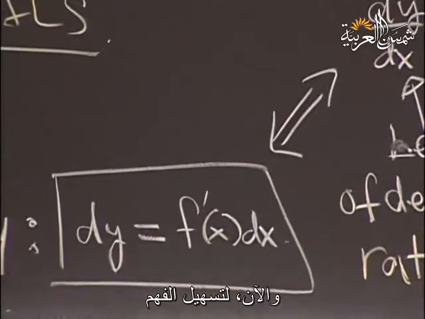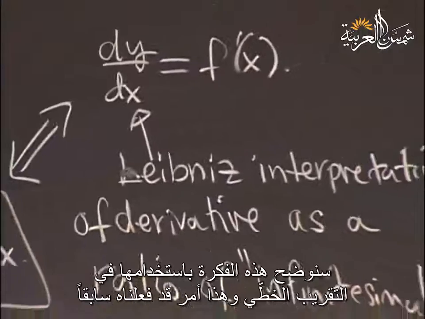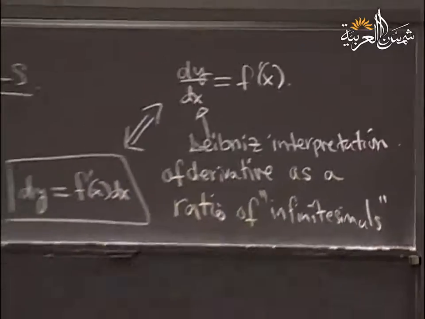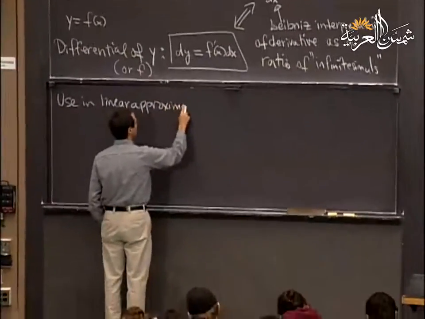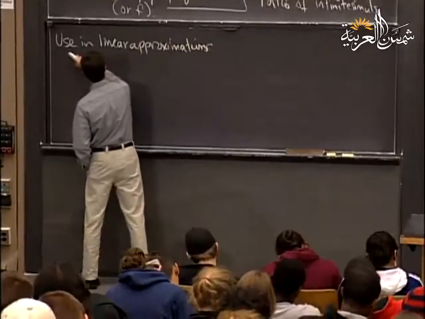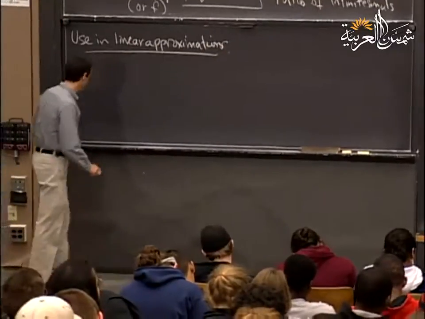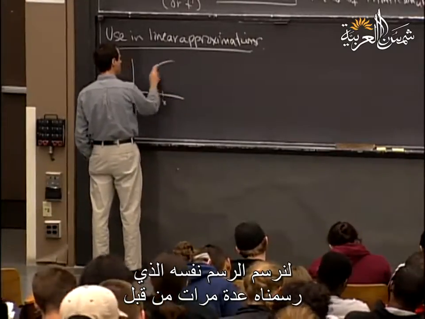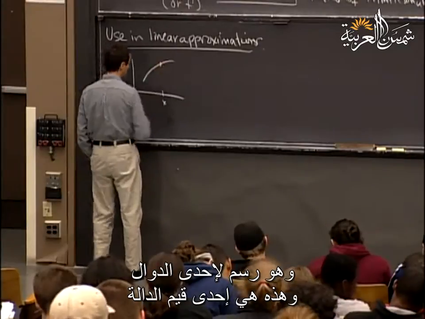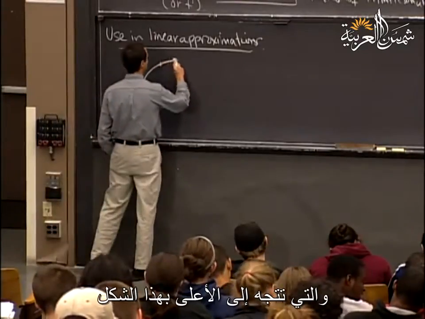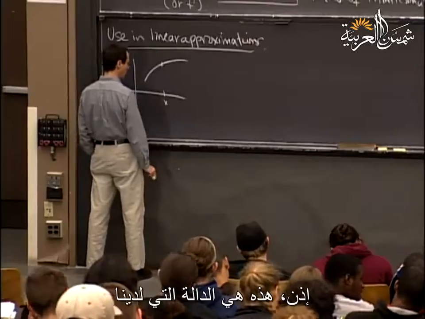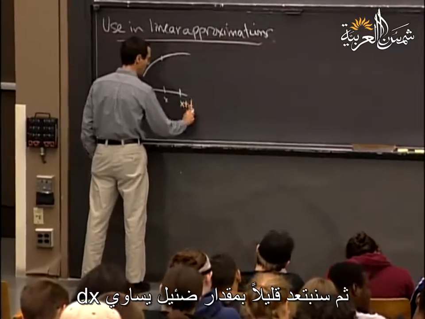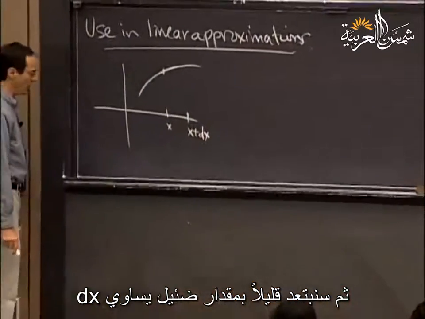So first of all, just to go a little bit easy, we'll illustrate it by its use in linear approximations, which we've already done. The picture here, which we've drawn a number of times, is that you have some function, and here's a value of the function. It's coming up like that. All right? So here's our function. And we go forward a little increment to a place which is dx further along.